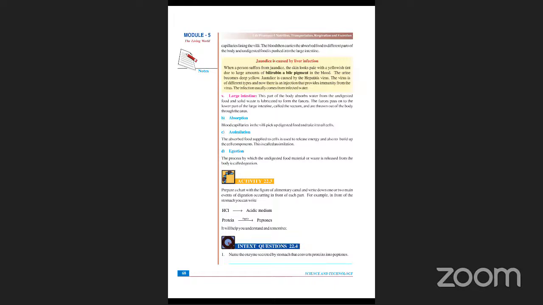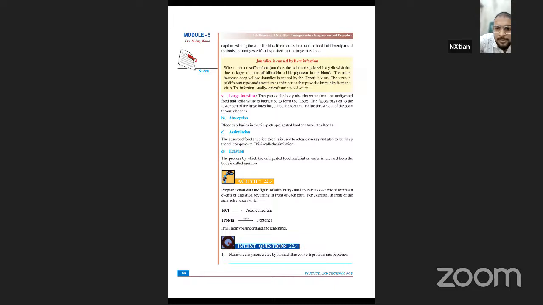Read the large intestine. The large intestine absorbs water from the undigested food, and the solid waste is lubricated to form the feces. The feces pass onto the lower part of the large intestine called the rectum and are thrown out of the body through the anus. Very good. Next.